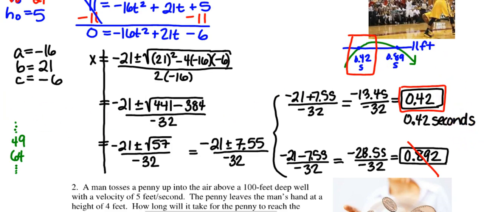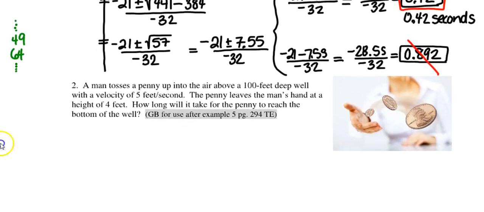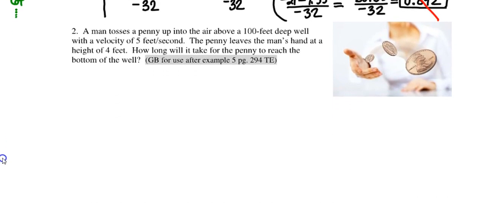Let's work on number 2, the setup for number 2, and then we'll stop our flip notes for tonight. A man tosses a penny up into the air above a 100-foot deep well with a velocity of 5 feet per second. The penny leaves the man's hand at a height of 4 feet. How long will it take the penny to reach the bottom of the well?